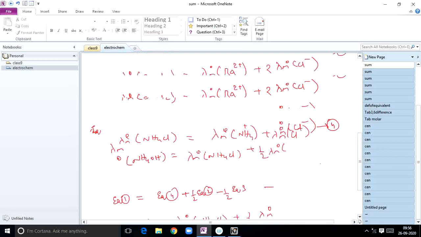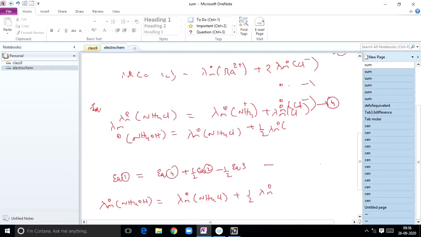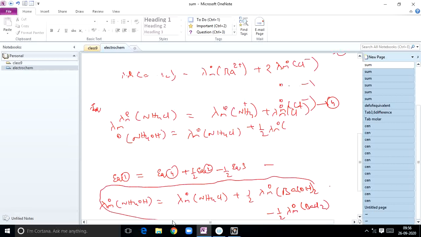Half into equation 2 means, what is equation 2 given here? Barium hydroxide. Half into lambda m naught of barium hydroxide minus half into lambda m naught of barium chloride. So substitute whatever the values given in this formula, you will get the answer. Okay, students, do it.